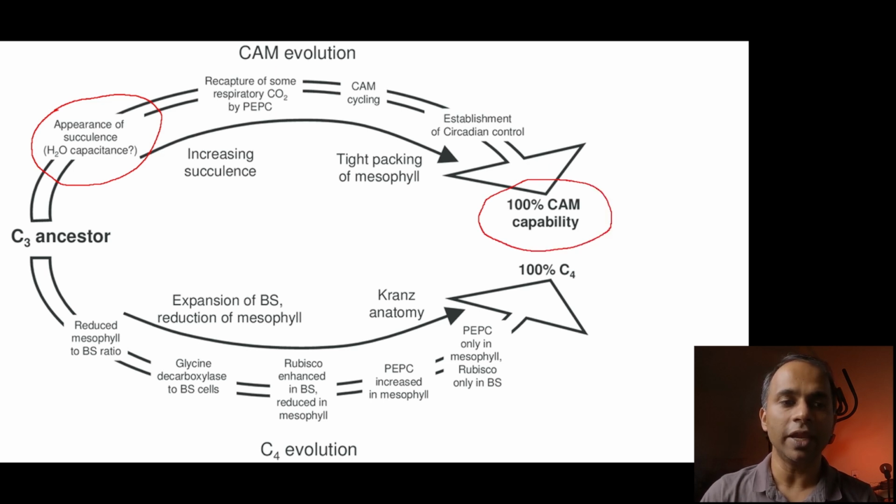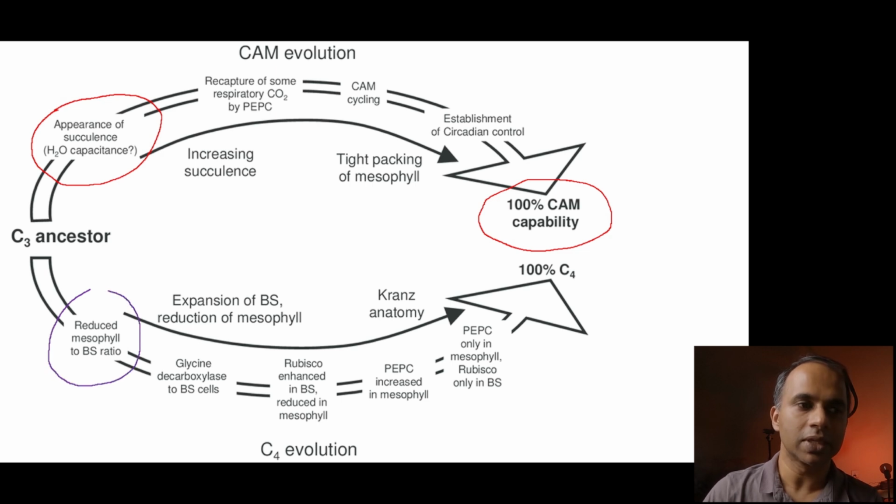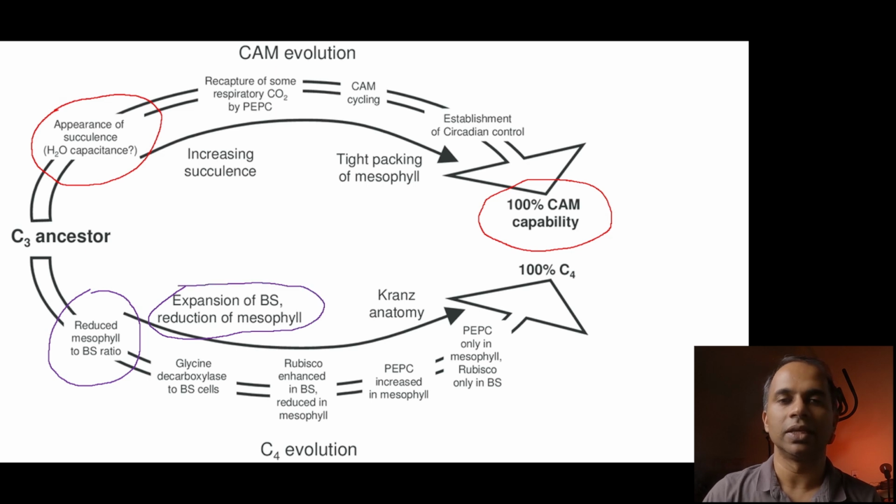If you think about the C4 evolution, let me pick a different color, let's say purple, and the C3 ancestors. Some of the plants reduced the mesophyll to bundle sheath ratio. During this process, as you can see, the expansion of bundle sheath cells started and there was a reduction in mesophyll, and eventually it was converted to Kranz anatomy. That is something I'm going to show you next.